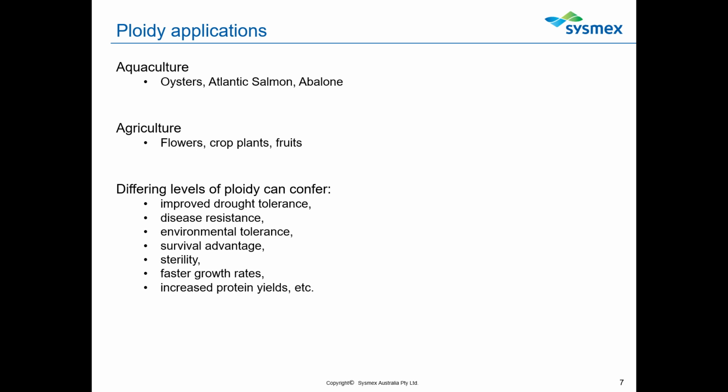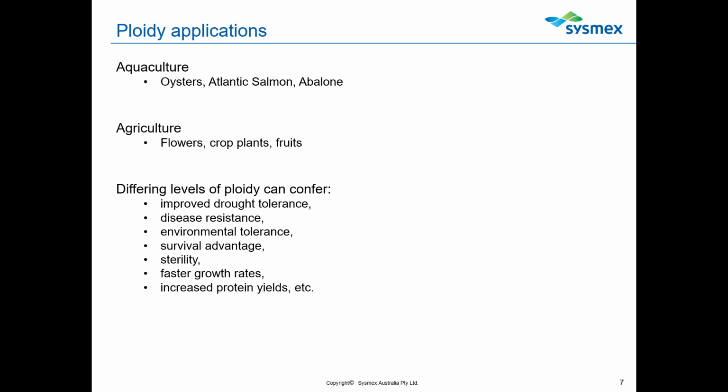So where can ploidy be used? As I've mentioned, it's possible to use it in aquaculture when we're looking at oysters and Atlantic salmon. A new emerging industry is farming of abalone, and they're currently investigating if ploidy has similar effects on abalone as it does on oysters. Ploidy is heavily used in agriculture, so it can be used in flowering plants to confer specific traits. It can be used in crop plants and also fruits.